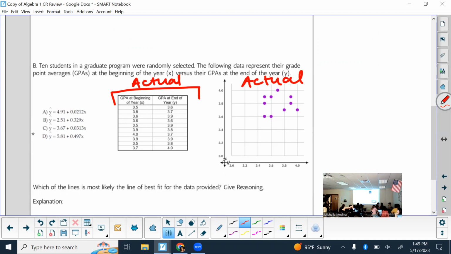This stuff on the left are options. You can only have one trend line per a given set of data. And so what you're being asked is to choose from these 4 options, which one is most likely the line of best fit for the data provided. So where should you be drawing your lines of best fit? Toward the middle of the data, where it all seems to be clustered around.